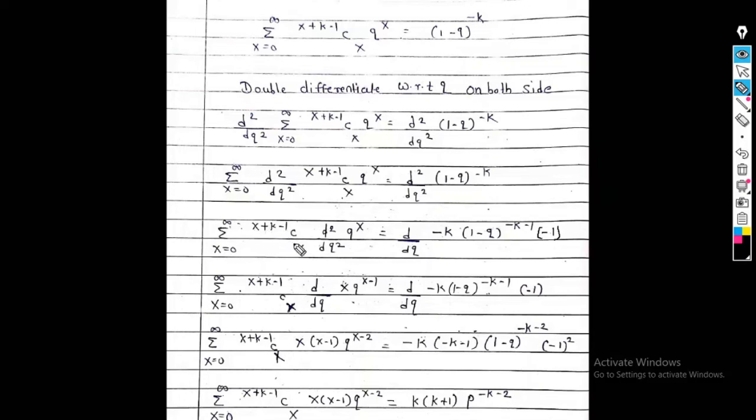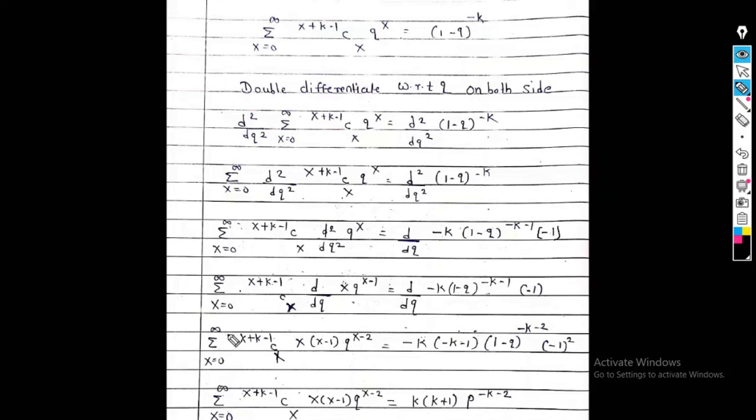x plus k minus 1 Cx d square by dq square q raised to x is equal to, first derivative of 1 minus q raised to minus k is minus k 1 minus q raised to minus k minus 1 into coefficient of q, that is minus 1. So summation x equal to 0 to infinity x plus k minus 1 Cx. Again, first derivative of q raised to x is x into q raised to x minus 1 is equal to d by dq of minus k into 1 minus q raised to minus k minus 1 into minus 1.